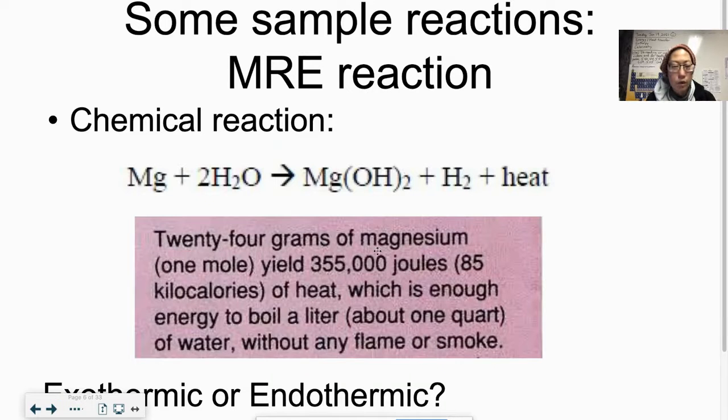So then there were a couple of demonstrations today. This one was very disappointing, I have to say. The MRE heater did not really heat up. But in this chemical reaction, we have magnesium powder, solid. When you mix it with water, you get magnesium hydroxide and hydrogen gas and a bunch of heat, enough to boil a liter of water without flames and smoke.